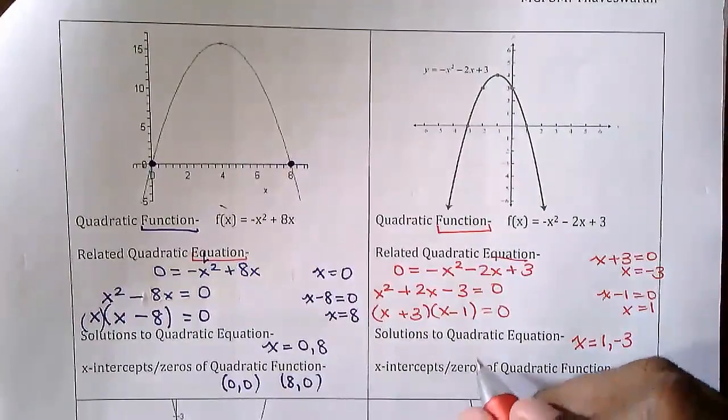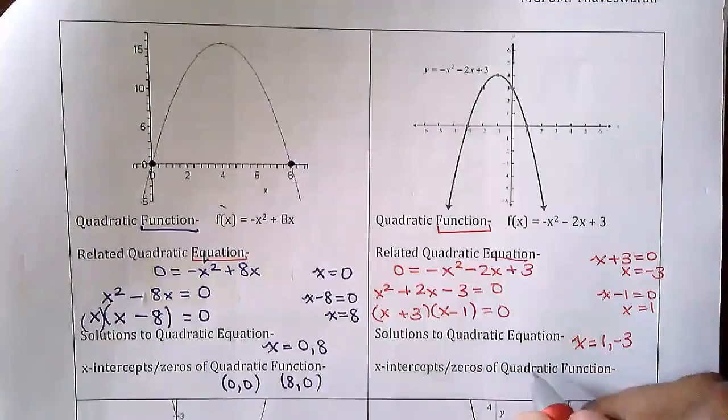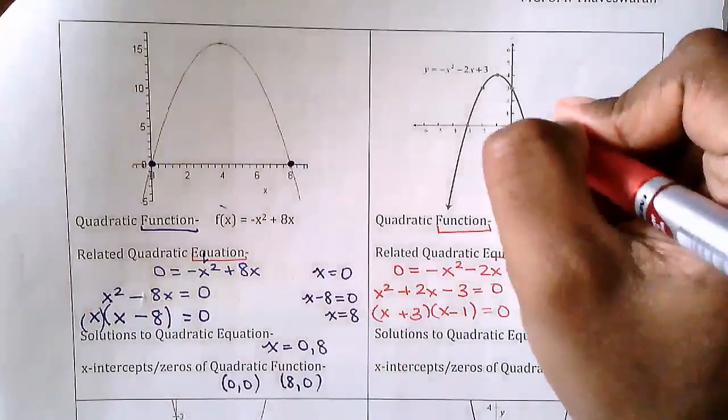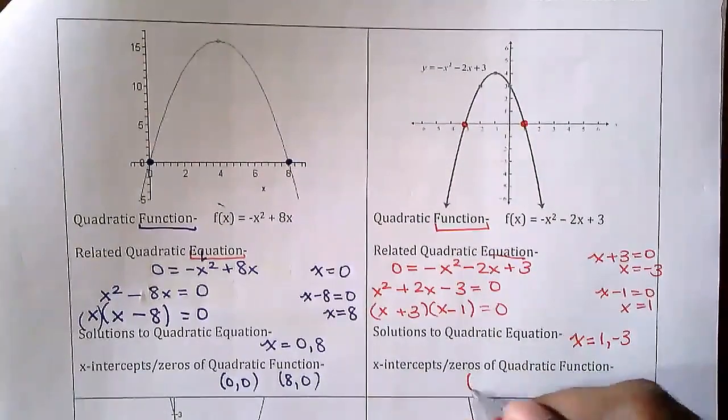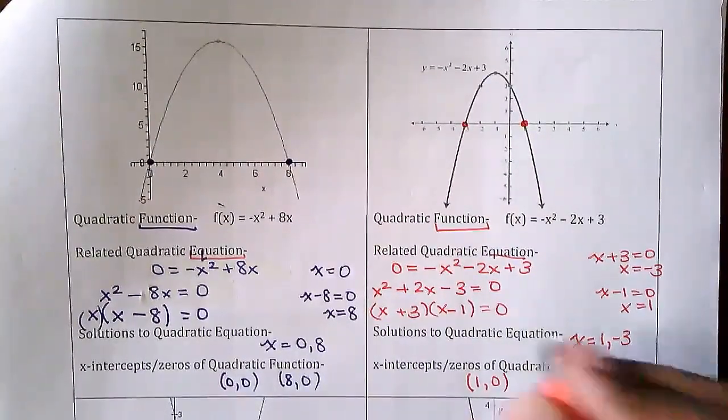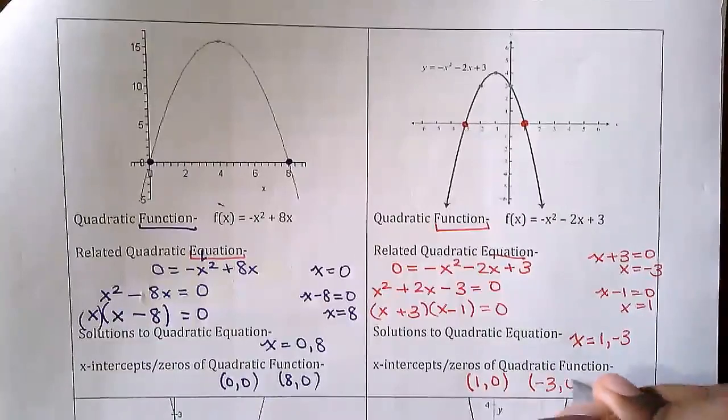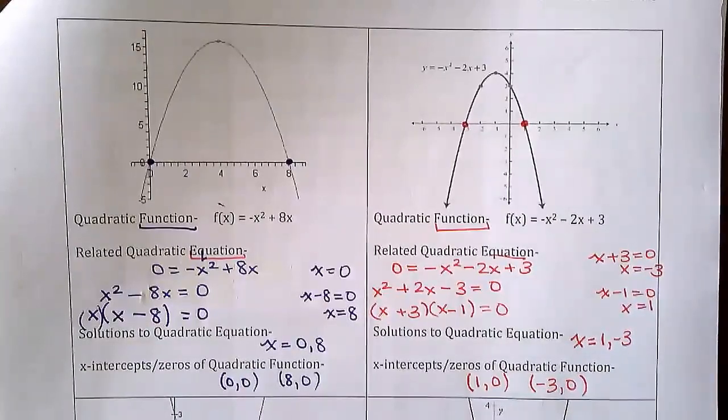Again, let's compare this to the x-intercepts, or the zeros, of my quadratic function. So I see the x-intercepts are here and here. So the x-intercepts occur at 1, 0, as well as negative 3, 0. So again, note the pattern that you see. Think about if you see the same pattern that you saw in the previous example. And the answer should be yes.